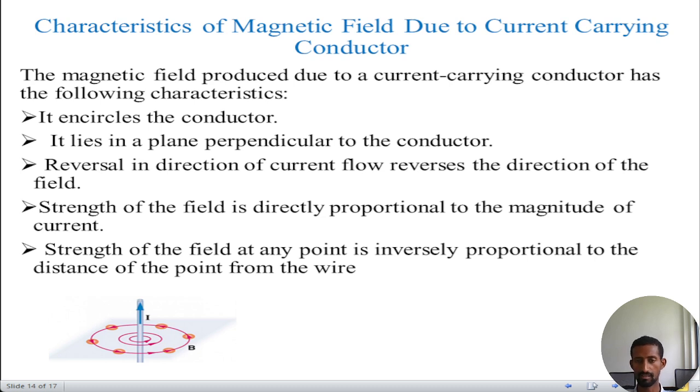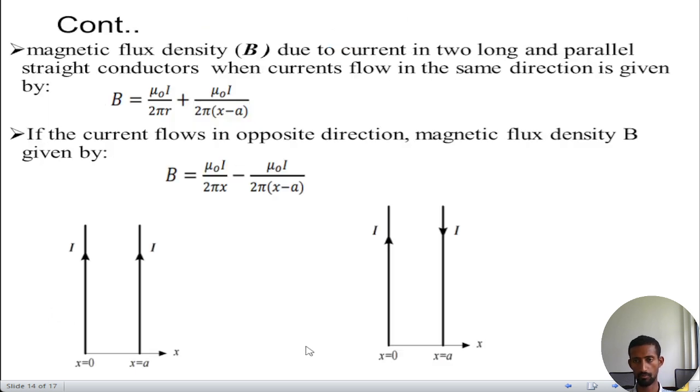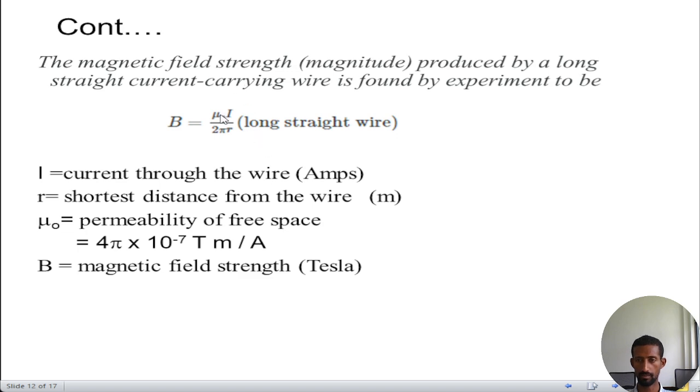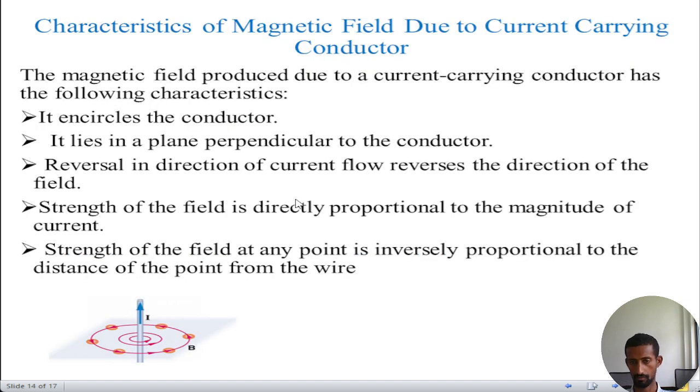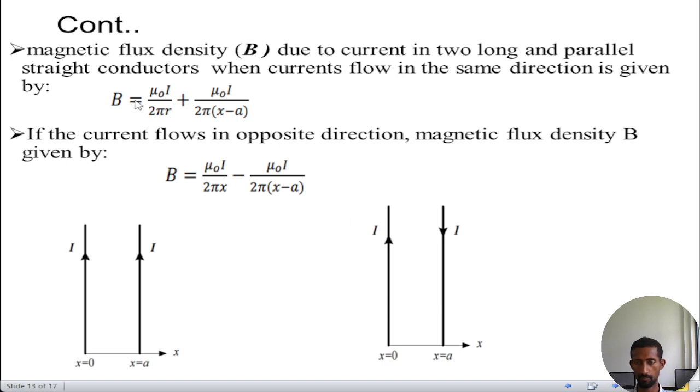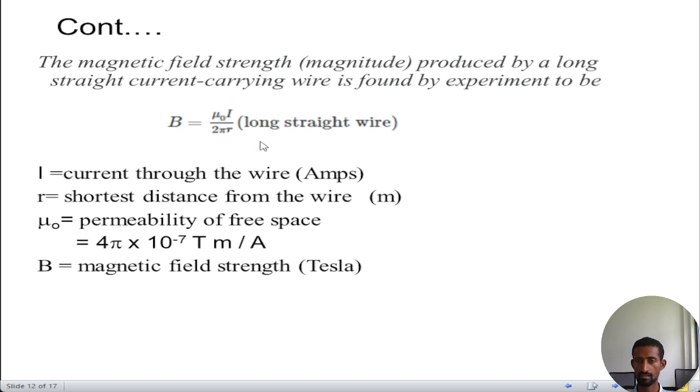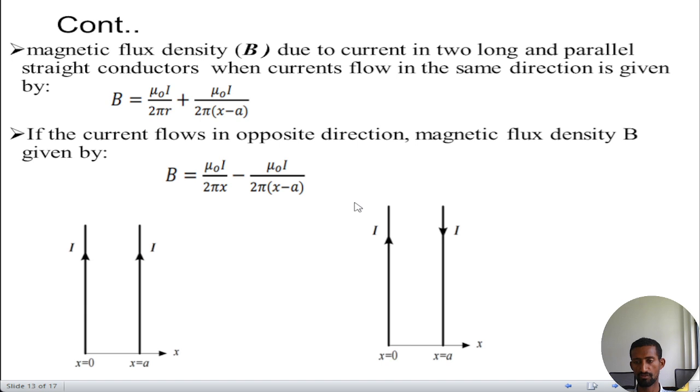The other property is that the strength of the field is directly proportional to the magnitude of the current. As you remember from the previous formula, it is directly proportional to the current. The strength of the field at any point is inversely proportional to the distance of the point from the wire. From this equation, the distance of the point from the wire is inversely related to the field.